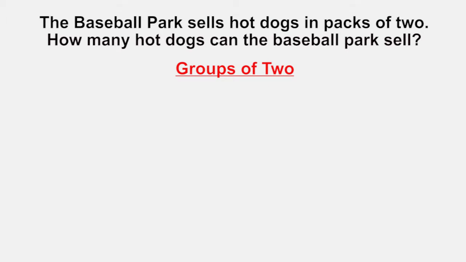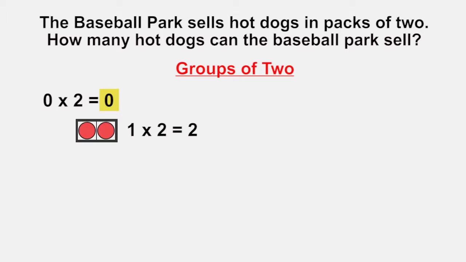Right now, how many groups of 2 do you see? No, this is not a trick question. There are 0 groups of 2. This represents the multiplication fact, 0 times 2, which equals 0. 0 is a multiple of 2. Now let's pretend I have 1 pack of hot dogs. I can represent this with one group of 2 counters. The counters represent the hot dogs. This shows 1 times 2, which is 2, so 2 is a multiple of 2.